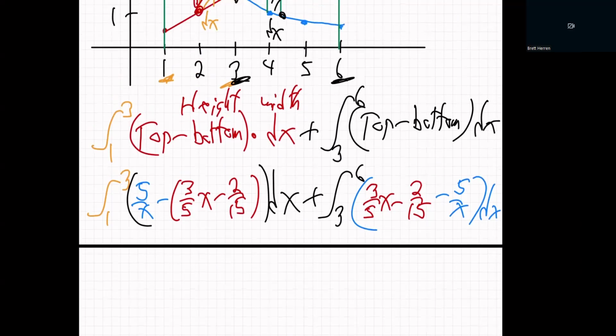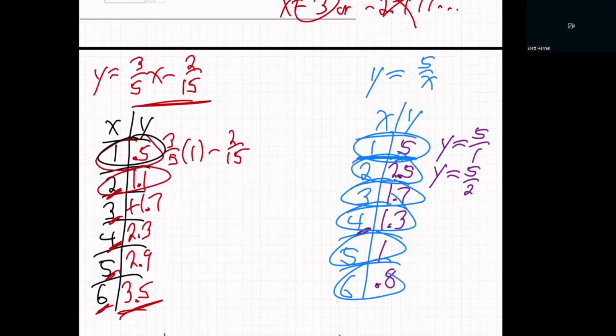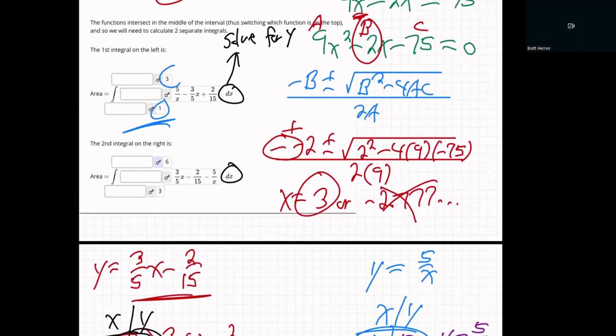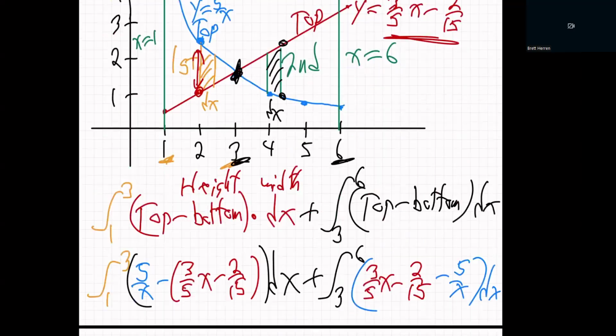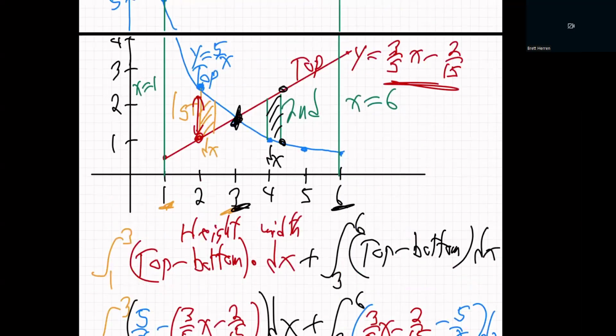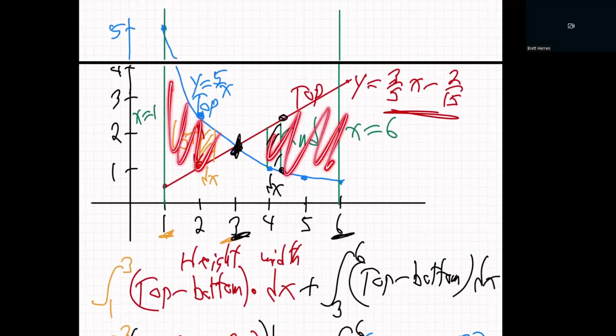So there are the two different integrals they wanted. That's what they mean by the first integral from 1 to 3 with the 5 over x in the front, and the second integral from 3 to 6 with the 5 over x in the back. And so that's how we get those two answers, because that gives us all the region captured between those two graphs and the lines x equals 1 and x equals 6. And so there we go.